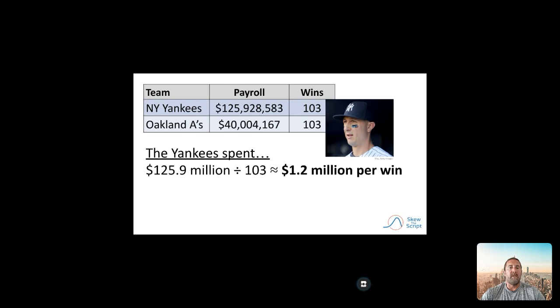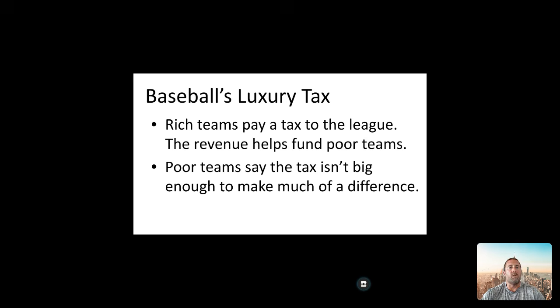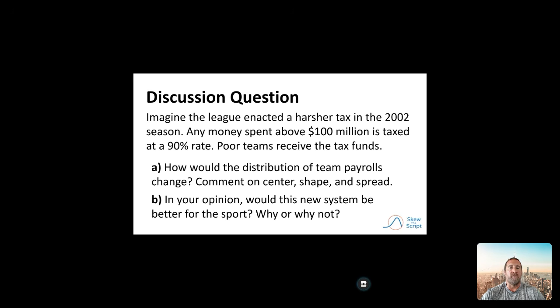To put this in perspective, this means that with their payroll, the Yankees spent about $1.2 million per win. The A's were at $0.4 million per win. So that brings us to our discussion question. Major League Baseball has a luxury tax. Rich teams have to pay extra money to help fund the poor teams. However, the poor teams say that the tax isn't big enough to make much of a difference.